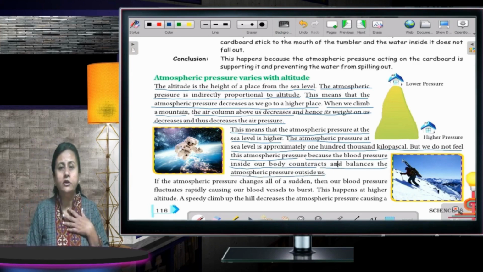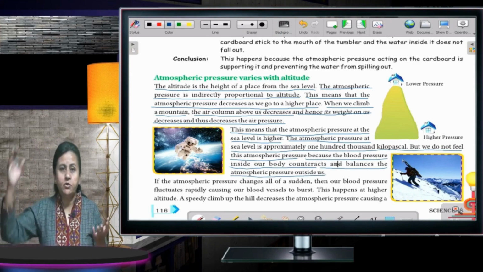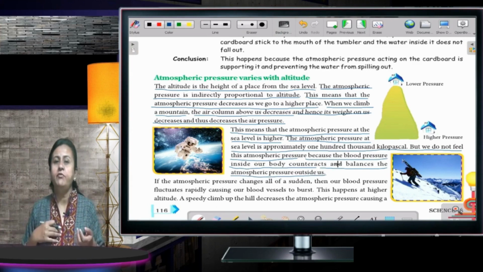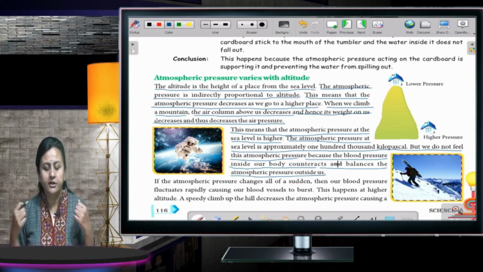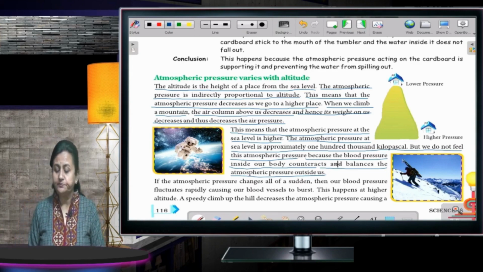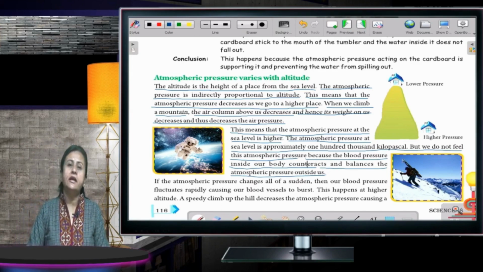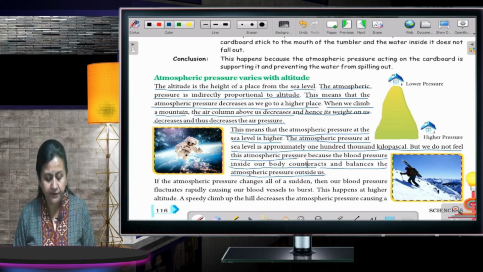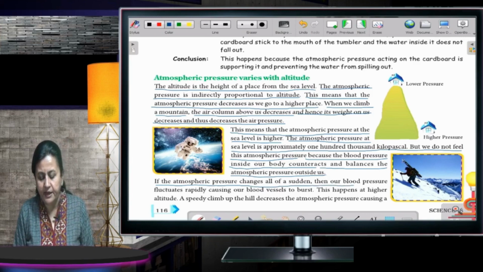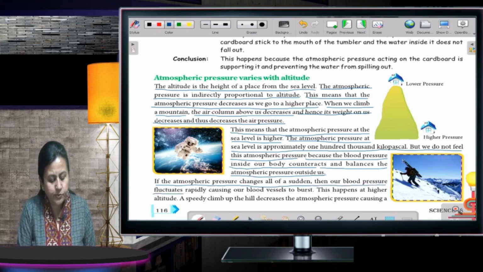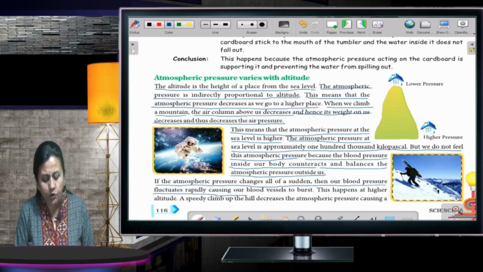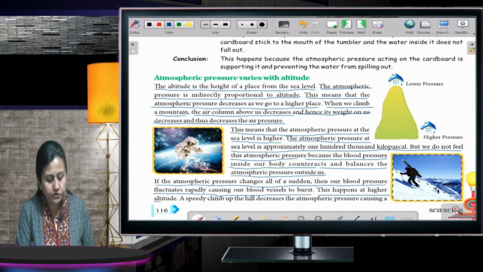In our body, what is there? Blood is also there. Atmospheric pressure is working on us every time, but what is the blood in our body doing? The blood pressure inside the body counteracts and balances the atmospheric pressure. Fine. If the atmospheric pressure changes all of a sudden, then our blood pressure fluctuates rapidly, causing the blood vessels to burst. This happens at higher altitude.